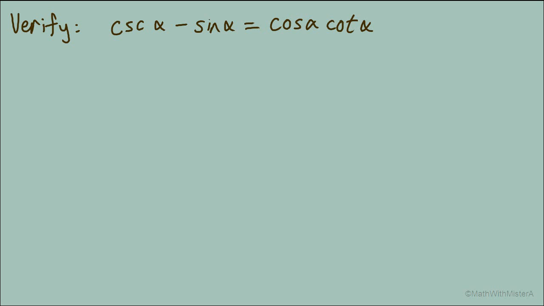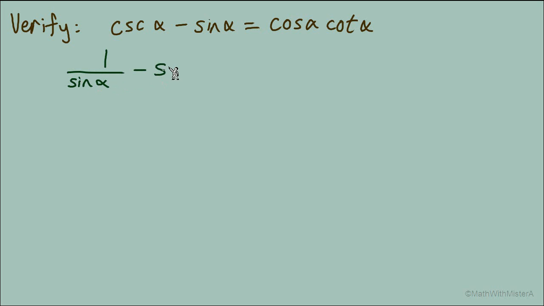Verify the trigonometric identity cosecant alpha minus sine alpha equals cosine alpha times cotangent alpha. I'll choose to work with the left side of this equation and apply trigonometric identities and other algebra moves to make it match up with the right side. Cosecant alpha we know is 1 over sine alpha.